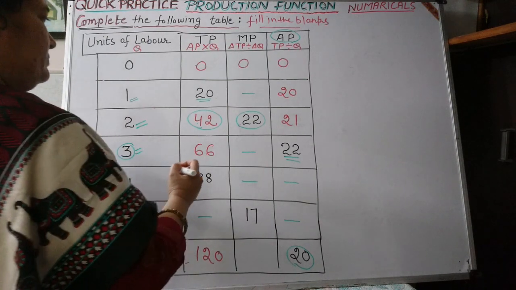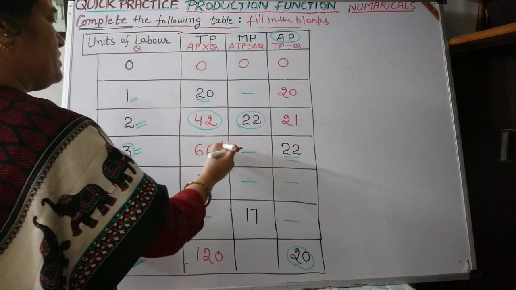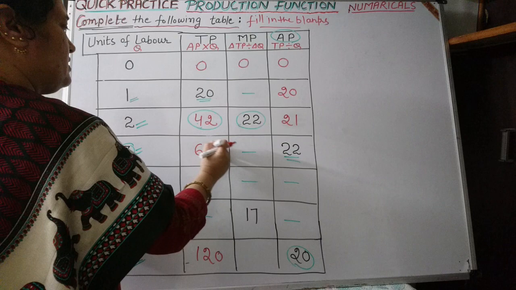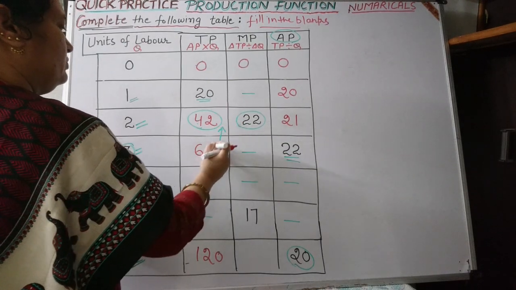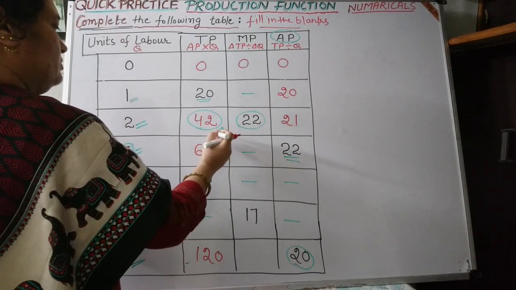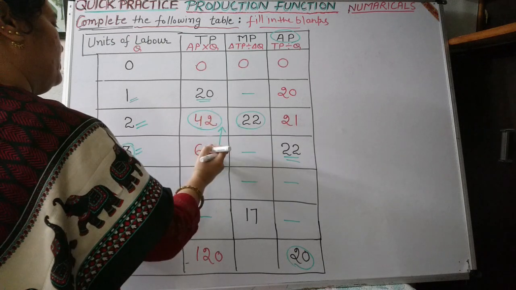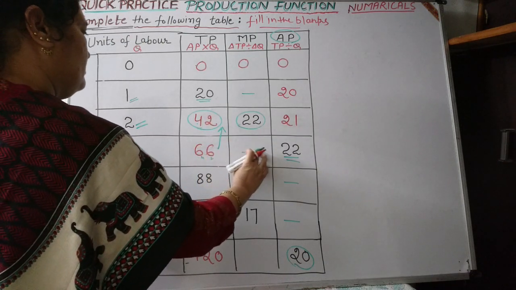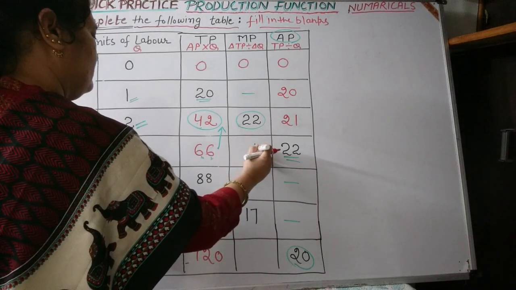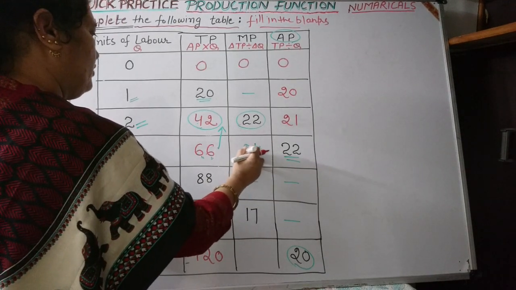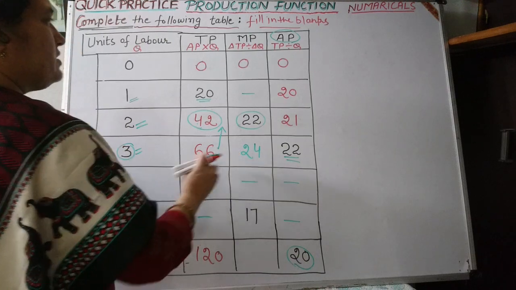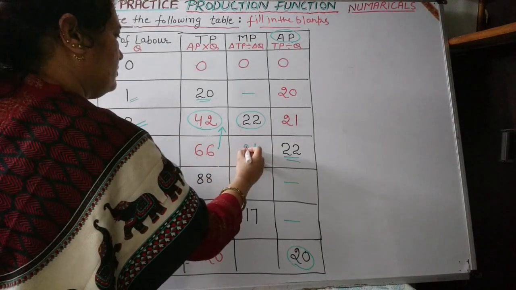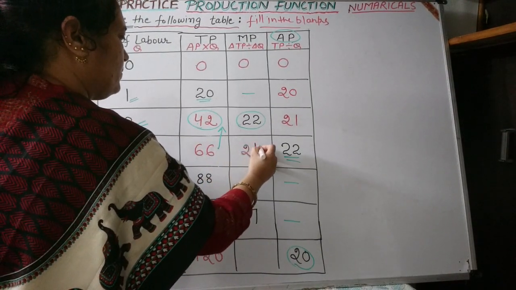And similarly, the difference between 66 and 42 is 24. This will be the answer of marginal production. So marginal production is 24.